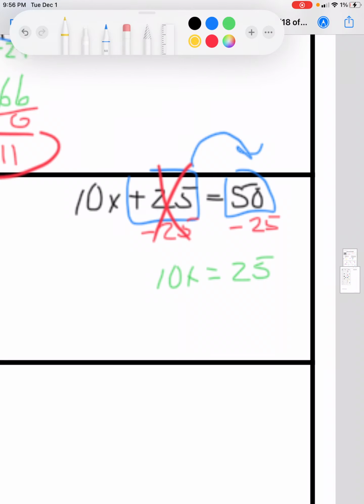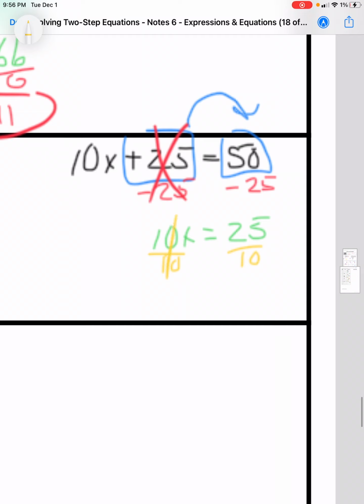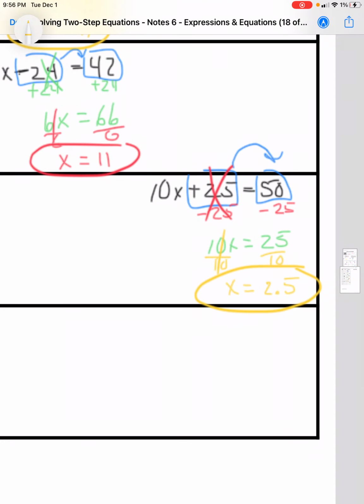All right, 10x, how do we get rid of 10 times x? Well, we divide by 10. x equals 25 divided by 10 is 2.5. Remember, x can be a decimal, it can be a fraction. Don't think you got it wrong just because it's a decimal or fraction.